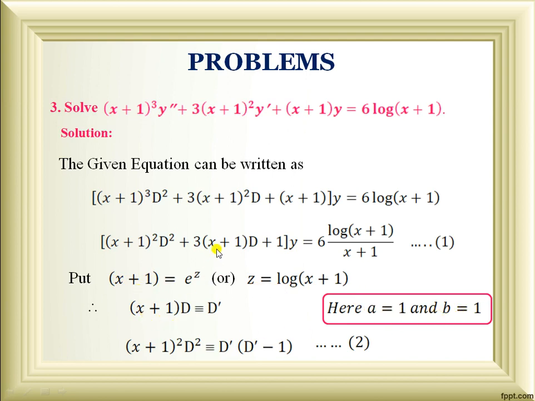So let us move on to the replacement for the derivative terms. (x plus 1) into D is equal to a into D dash, that is equal to D dash. And (x plus 1) the whole square into D square is equal to a square into D dash (D dash minus 1). Here a square value is 1. So therefore these are all the replacements for this particular problem. So I am going to use these in equation number 1.